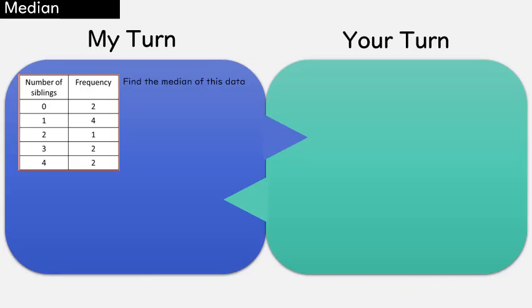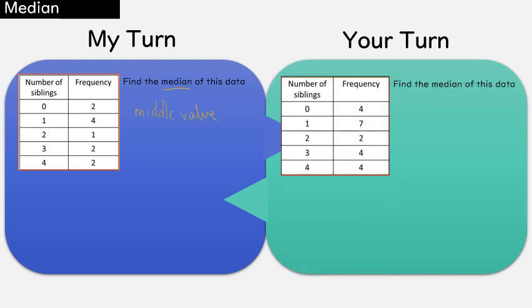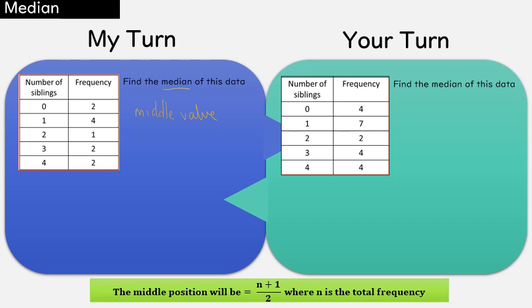Time for my turn, your turn. I've got to find the median, and remember that's the middle value. So I'm going to use that formula at the bottom here. Remember, n means total frequency. So let's find that bit first. So step 1 is find the total frequency. Total frequency, remember, is all of the numbers in the frequency column added together.